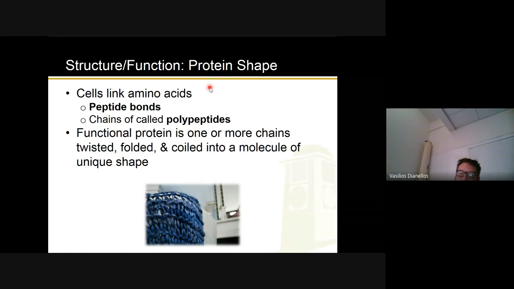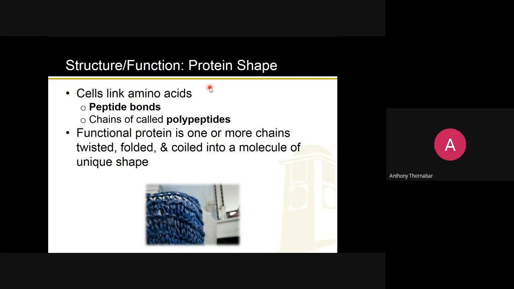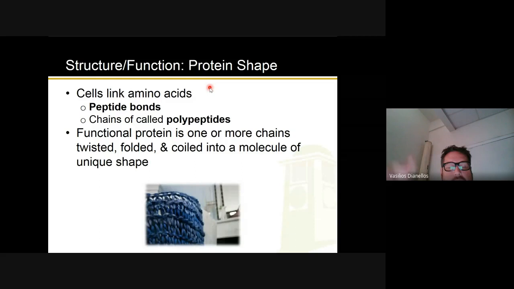Anyway, can someone tell me what this is? Paper airplane. Yeah, it's a paper airplane. But technically, it's also still a piece of paper, right? Would you agree with that? Yes. Okay, and that is the relationship between a polypeptide and a protein.